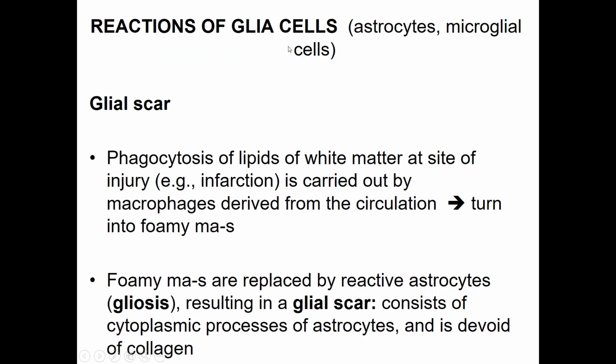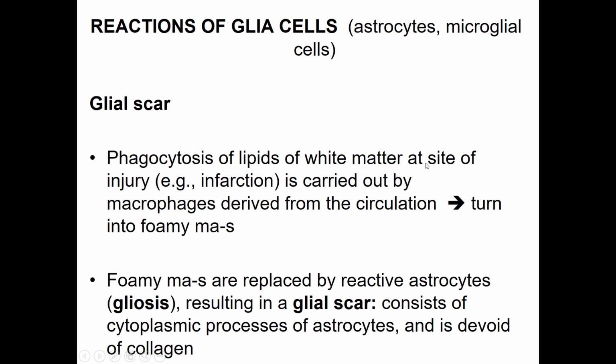So, reactions of glial cells, that's the next topic. So, astrocytes and microglial cells. The astrocytes are responsible for the glial scar formation. It's very important. And the microglia, macrophagic cells, are important in phagocytosing lipids of the white matter, and lipids of the white matter are mainly the lipid material of the myelin sheaths.